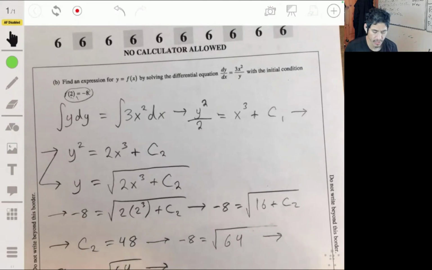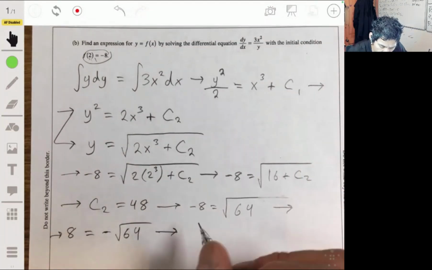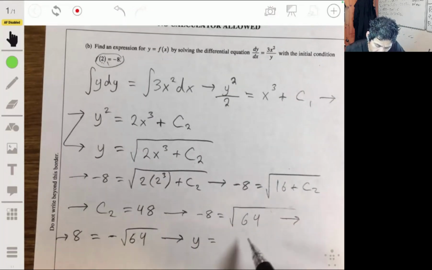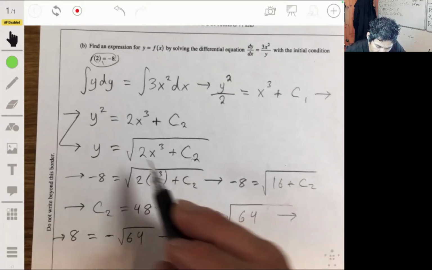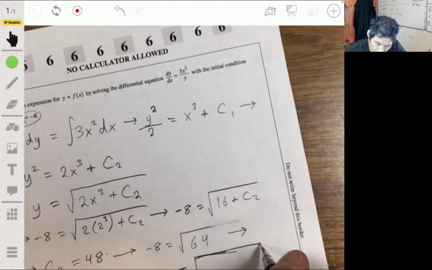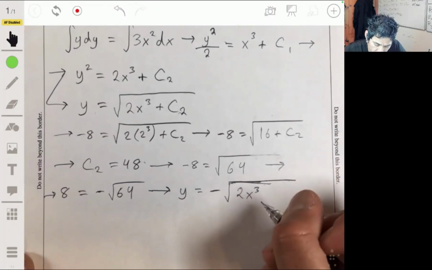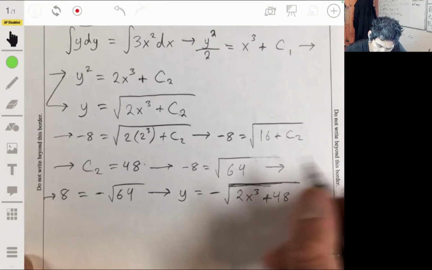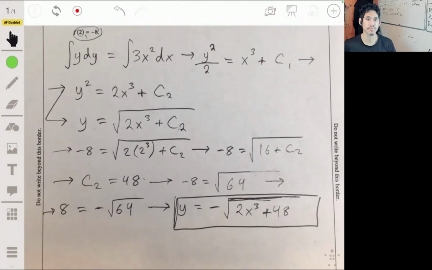But again, we have now our equation, y equals, we put the 48 for the c2 there. So y equals the negative square root of 2x cubed plus 48. All right, there you go. So I hope that helps.